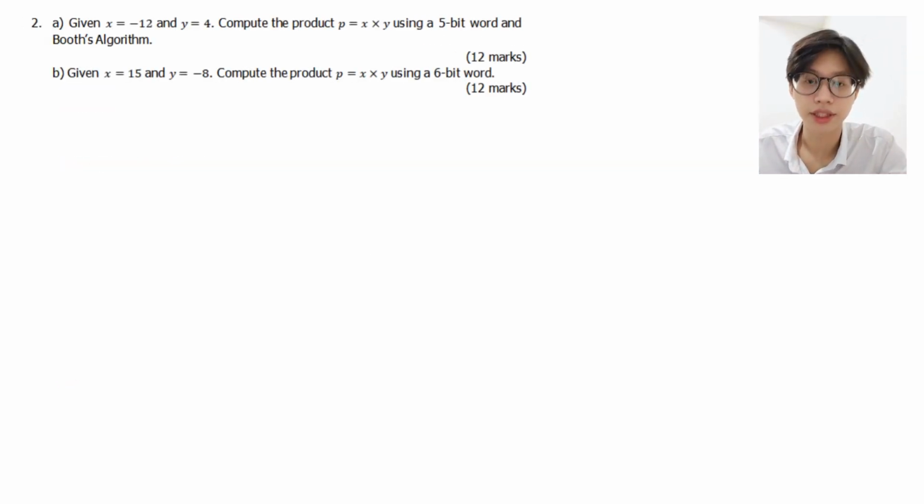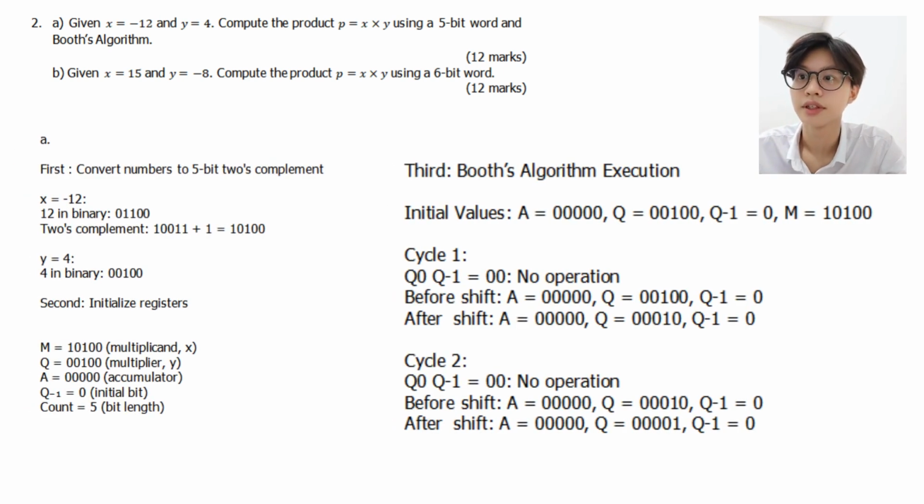Okay, let's take a look at question 2, part A. We are multiplying negative 12 times 4 using 5-bit binary. Let's take a look at our initial values. The multiplicand is negative 12, which in binary is 10100. The multiplier is 4. The binary for 4 is 00100. The accumulator is 00000, and Q minus 1 is 0.